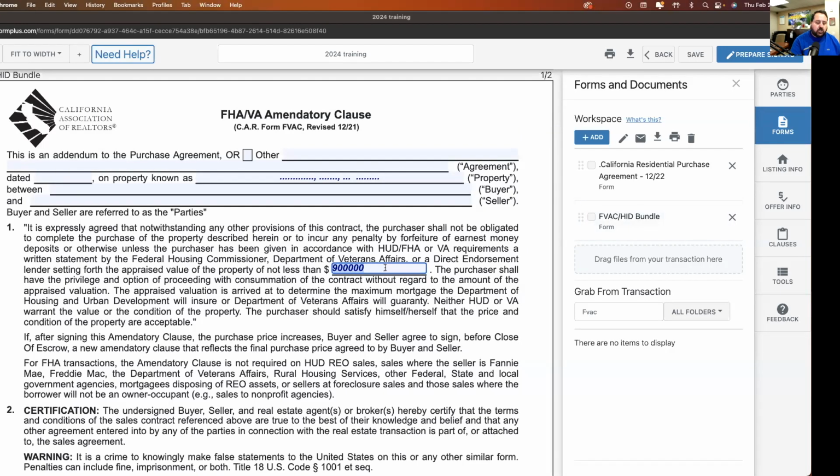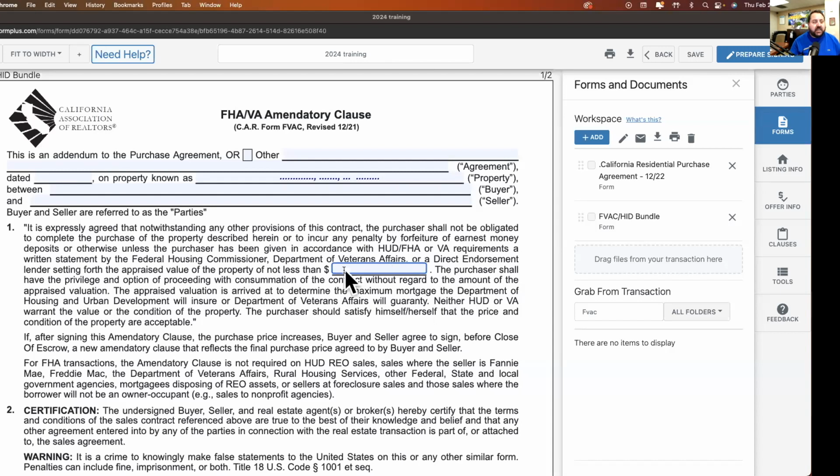Okay. So what the VA FHA amendatory clause says is that this price that we put in this section right here, if the property doesn't appraise for that amount, then even if the buyer has no appraisal contingency, they cannot lose their deposit. Period. So, again, with those offers that are FHA where people are writing offers above asking price, where they're saying, I'm going to pay the difference.